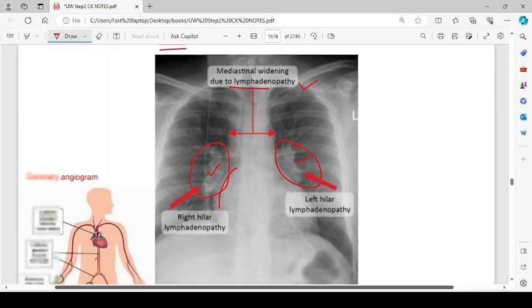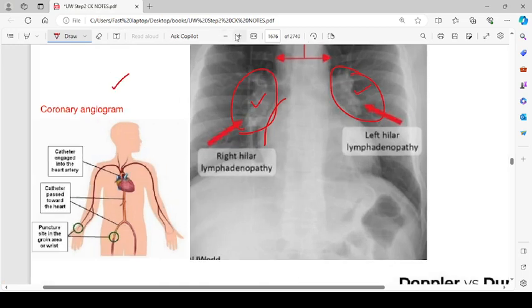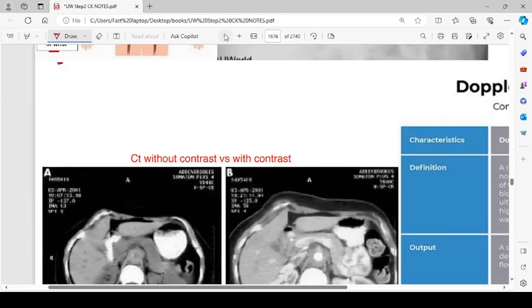Okay. Now here you can see a coronary angiogram. How do we perform a coronary angiogram? A catheter is engaged into the heart artery. I think it starts from here, from below upwards. So the first point is a puncture site in the groin area or maybe the wrist. The catheter is passed towards the heart and then it is engaged into the heart artery we are interested in.